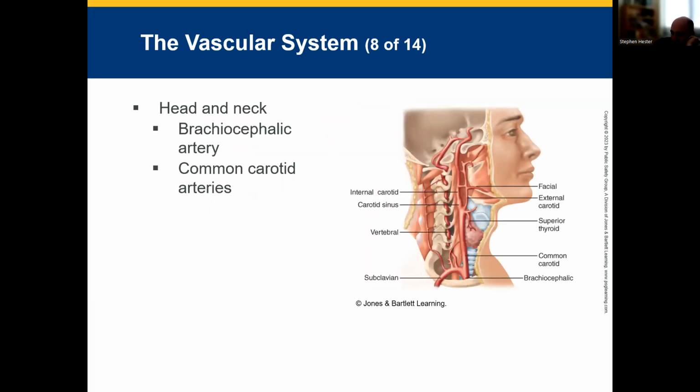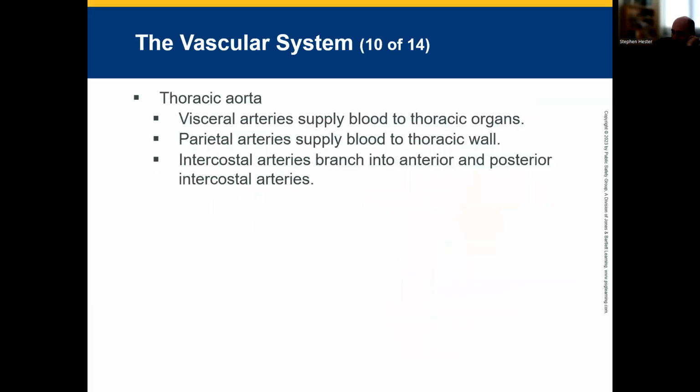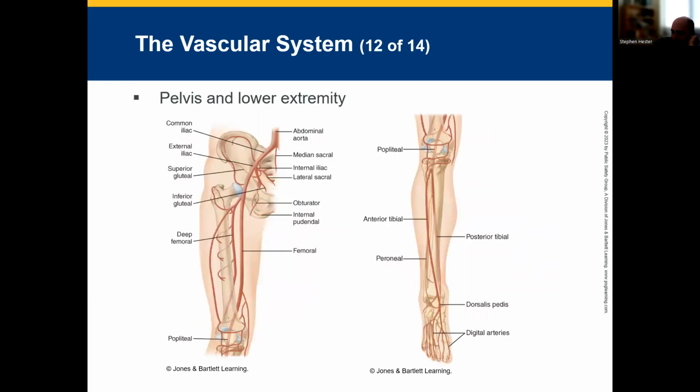The vascular system: the brachiocephalic artery, the common carotid arteries, the vascular system of the extremities, and the different pulses that we can feel. The thoracic visceral arteries supply blood to the thoracic organs. Parietal arteries supply blood to the thoracic wall. Your abdominal aorta is a very large artery, and there are all the things that it supplies. Then your pelvic and lower extremities, become familiar with those different places, especially in the femoral and pedal areas.